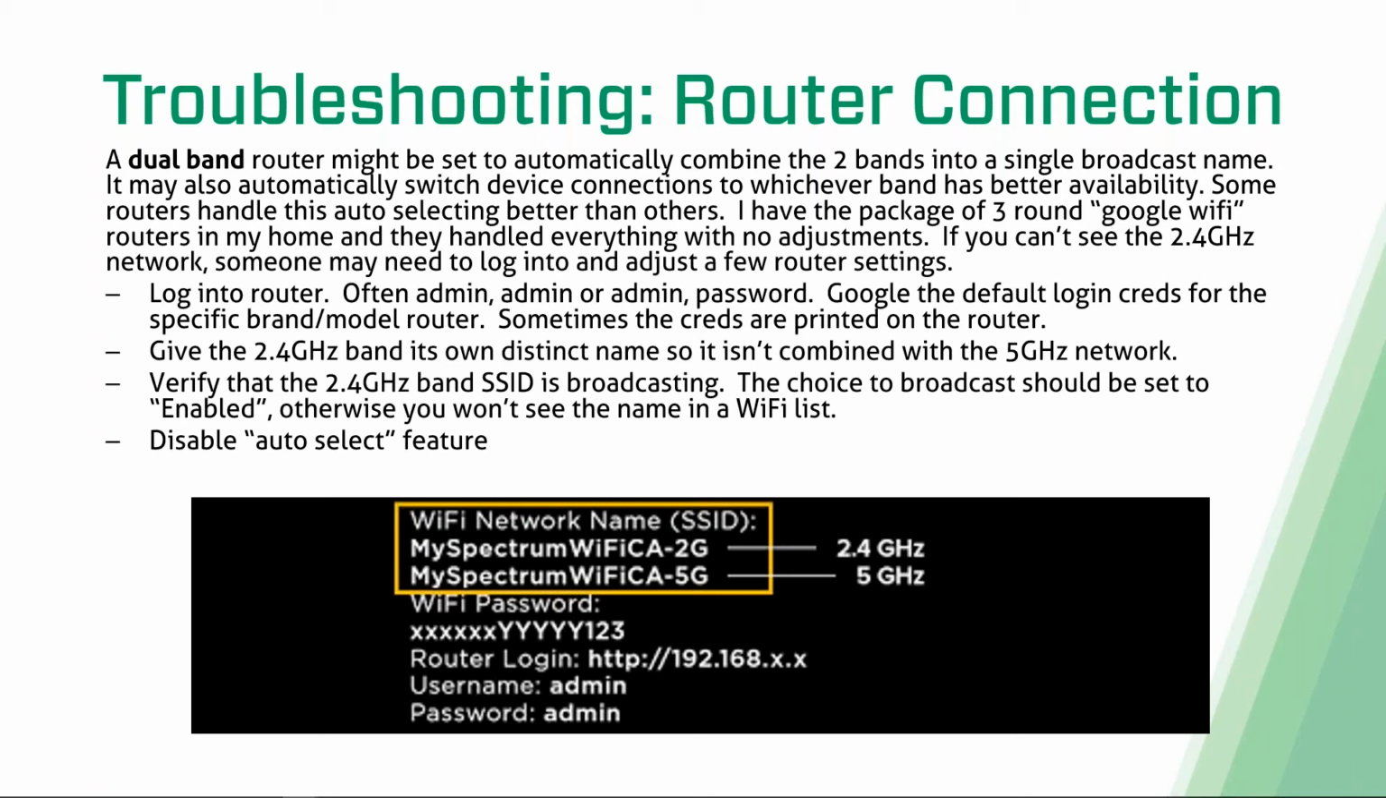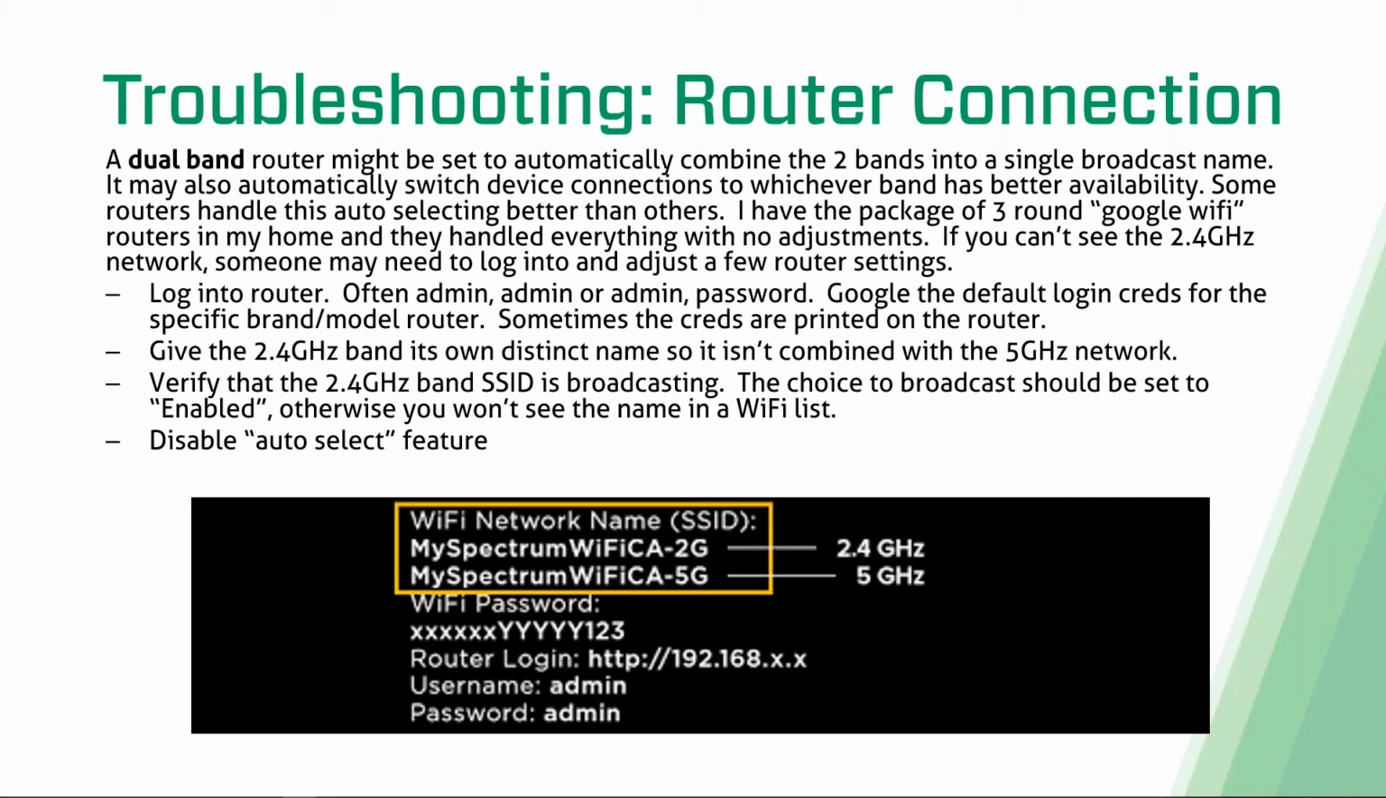So if you don't see the 2.4, or it seems like the device connects but then immediately drops, that's what this page is for. Somebody may have to log into the router. Usually that's an administrator. To do that, the username and password to log into most routers is admin and admin, or admin and password. But there could be actual custom login creds. So you can Google the make and model of your router and it'll show you the default credentials to log into the router. And sometimes, like if the router's from a cable company or something, it'll be printed right on the router so you can see how to log into that router.